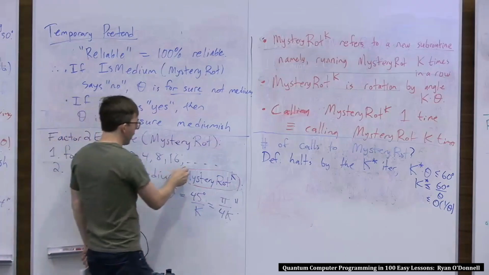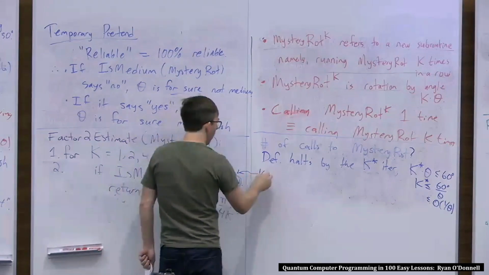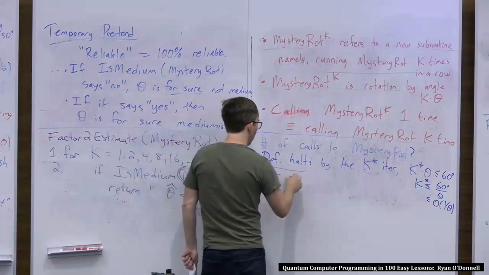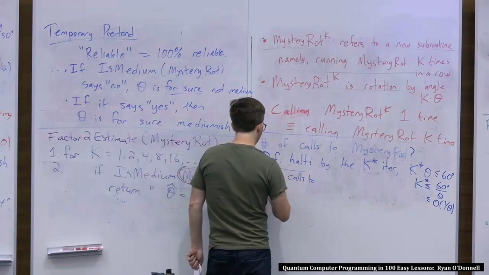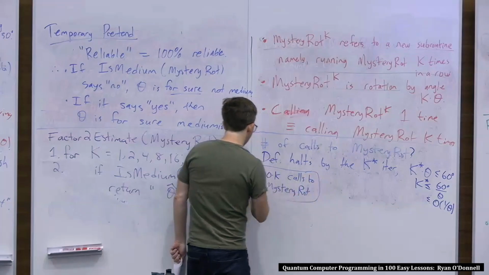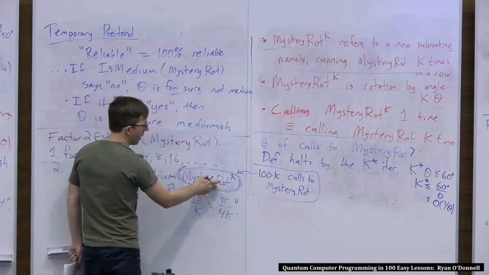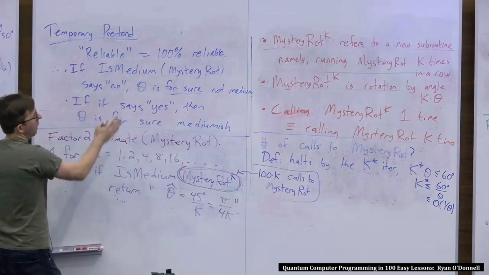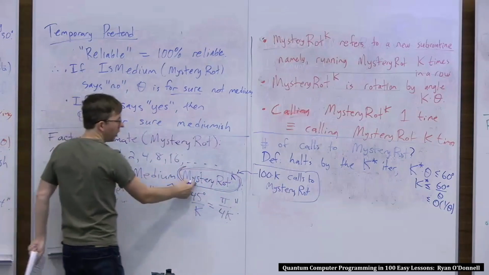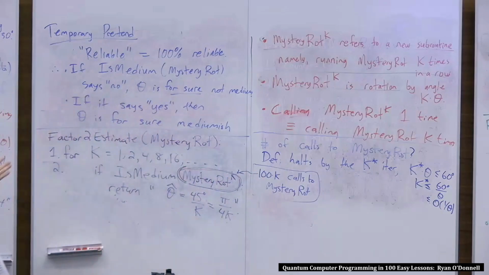But now every time we do this, this is actually 100 times k calls to mystery rot. Because mystery rot to the power of k means doing mystery rot k times. And if you remember, is medium calls its function 100 times. So this costs you 100k calls to mystery rot. I'm going to eventually say, well, 100 is a constant, that's big O of, but we'll keep the 100 for now.